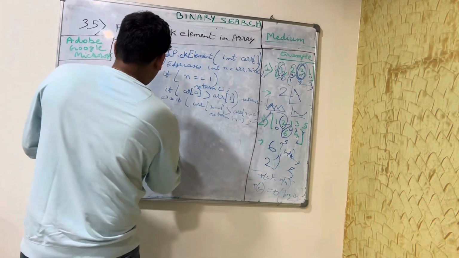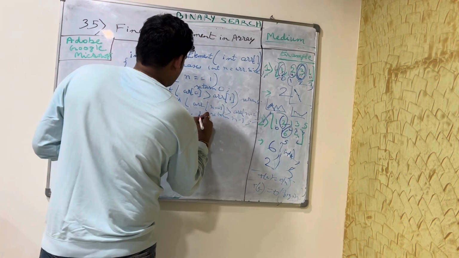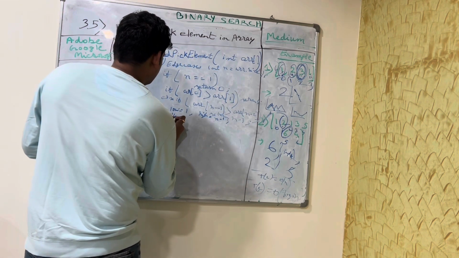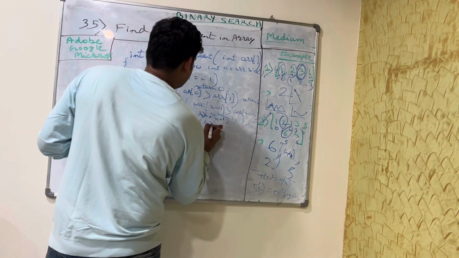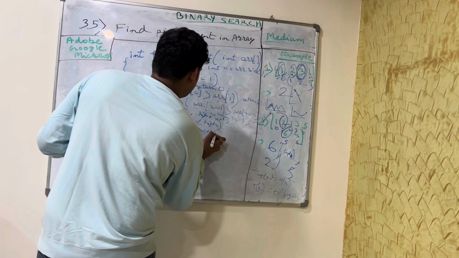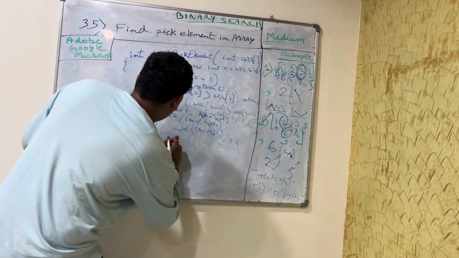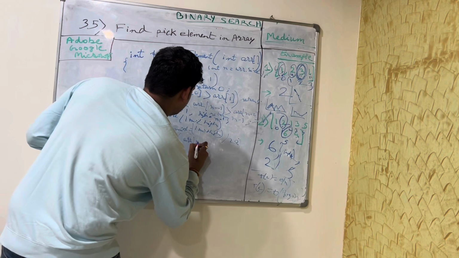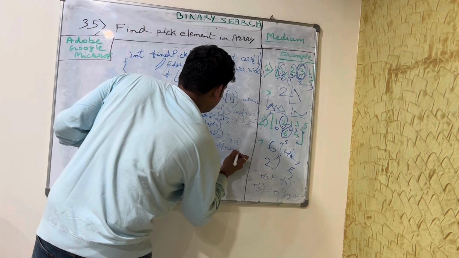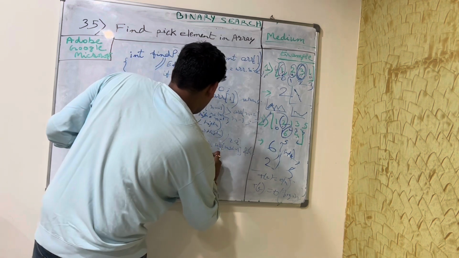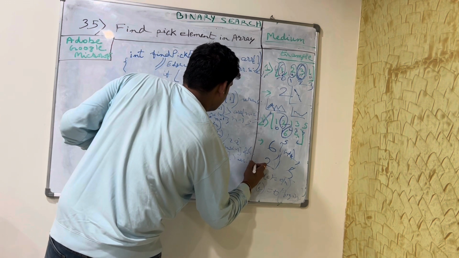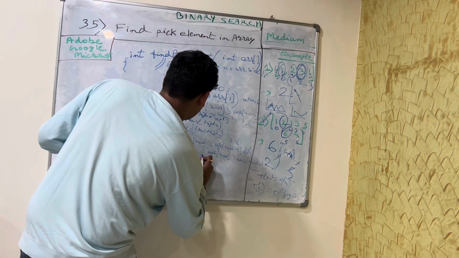After the edge case, what do we do? Int low is equal to 1, high equal to n minus 1, right? And while low less than high, what do we do? Mid is equal to low plus high by 2. If array of mid greater than array of mid minus 1 and array of mid greater than array of mid plus 1, we have our index, we will return mid.